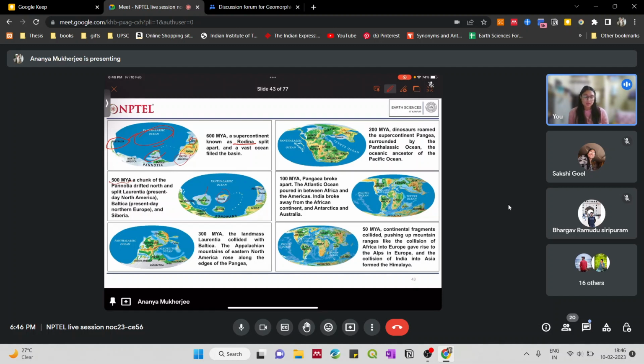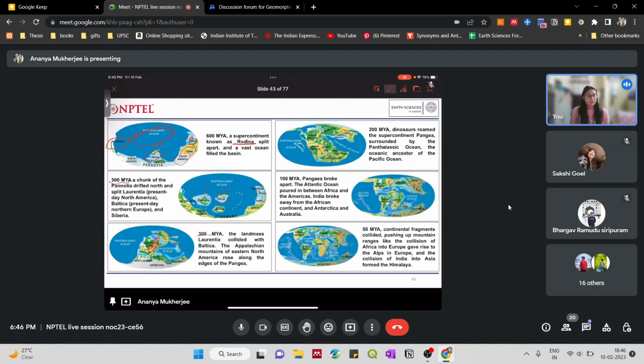Then at around 300 million years, Laurentia collided with Baltica. That is where we find the Appalachian Mountains, on the eastern side of North America, due to the collision between the Laurentia landmass and the Baltica landmass. You can see over here.